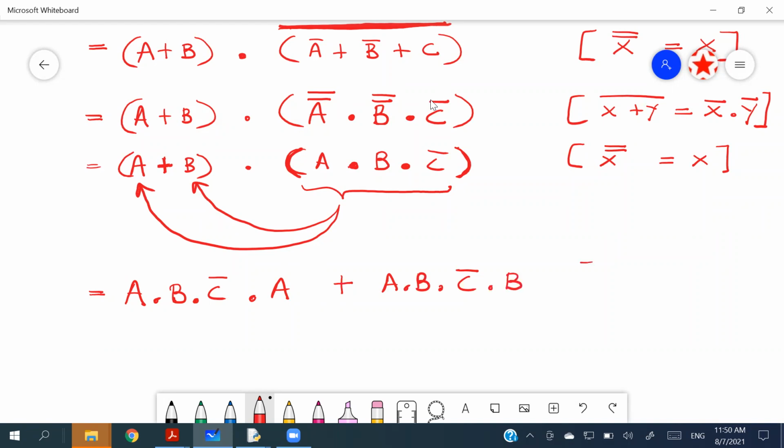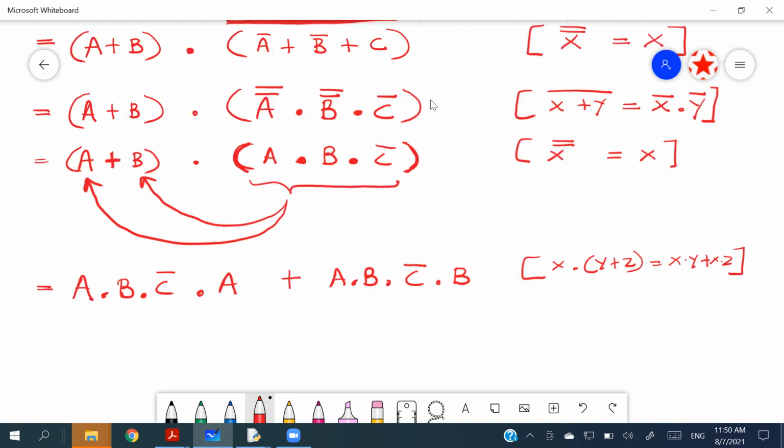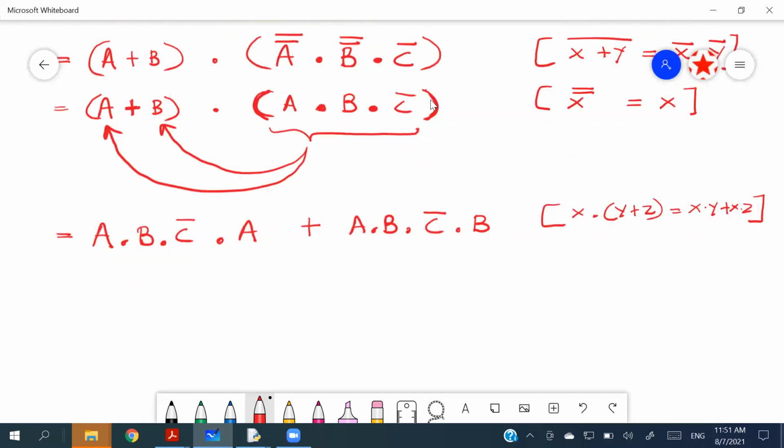Right? And what's the reason? The distributive law. So x dot (y plus z) equals x dot y plus x dot z. And you may have noticed we are using the distributive law very frequently in our cases, right? In these cases, right?